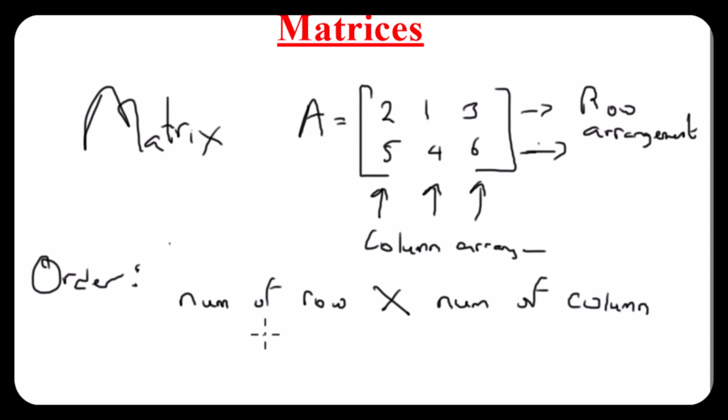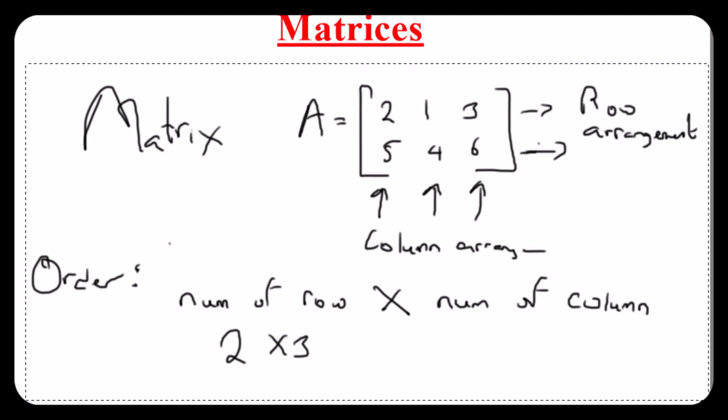So if we want to describe any matrix whatsoever, this is how we describe it. We know the number of rows first, and then the number of columns, and we combine them with this symbol X. So in this matrix A that we've written, you can see that here we have 2 rows and 3 columns. So the order of this matrix will simply be 2 by 3. All right, so let's take more examples involving the orders of matrix just to see how clear this is.